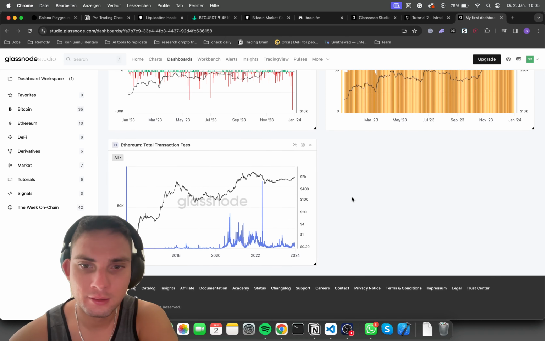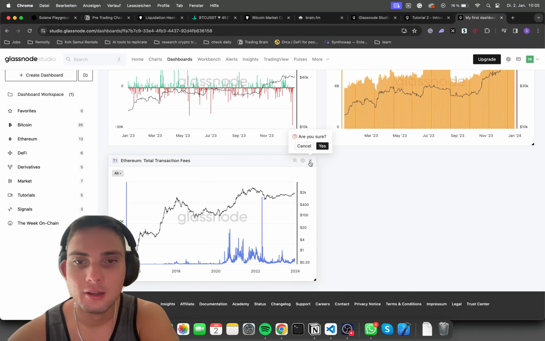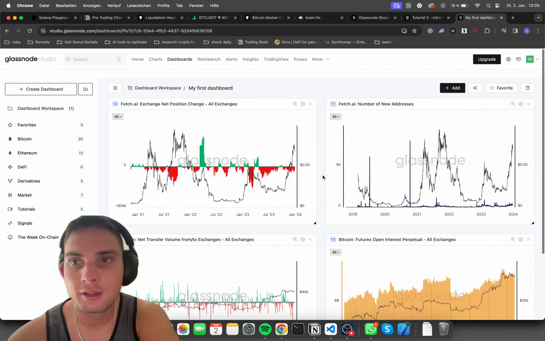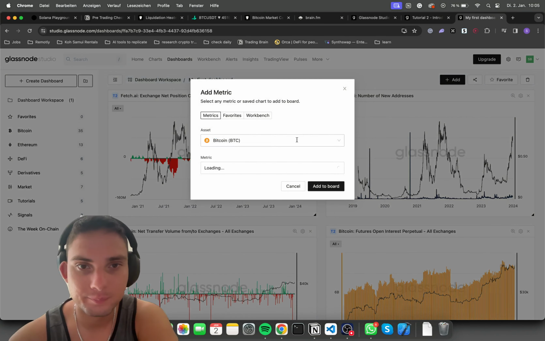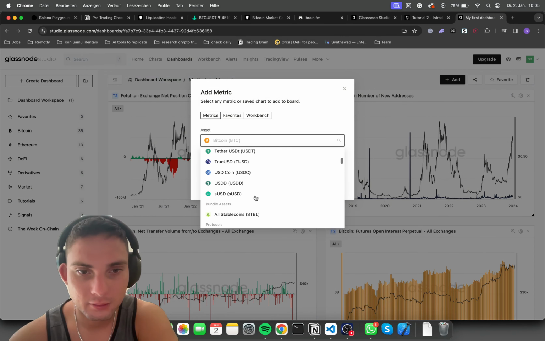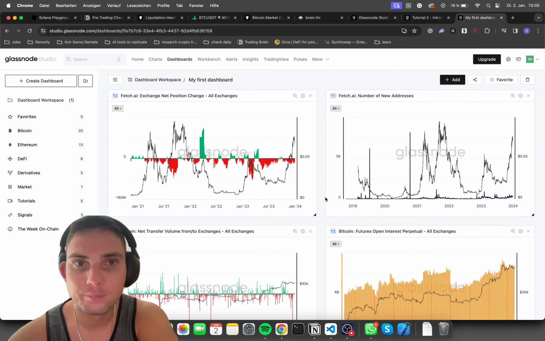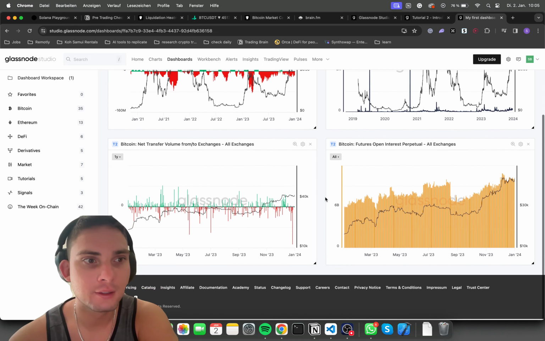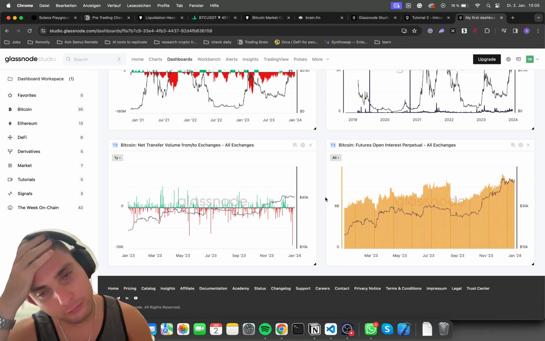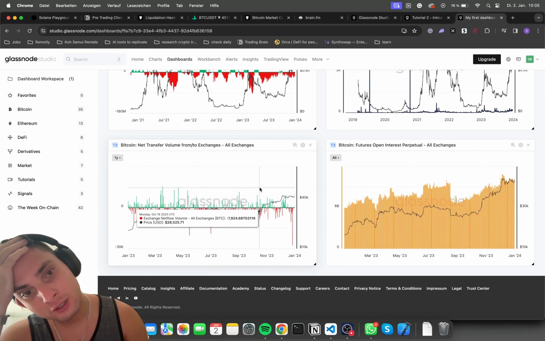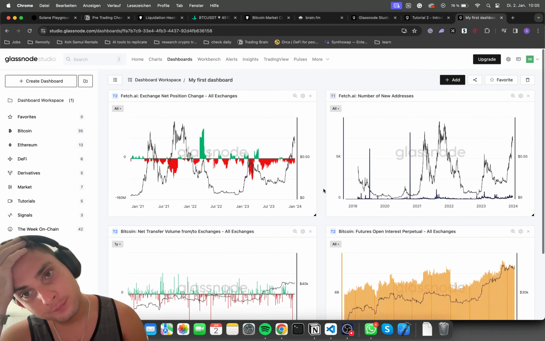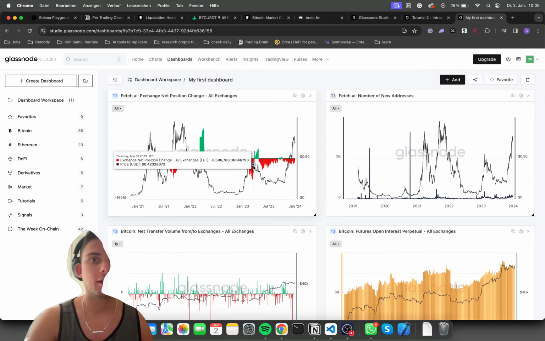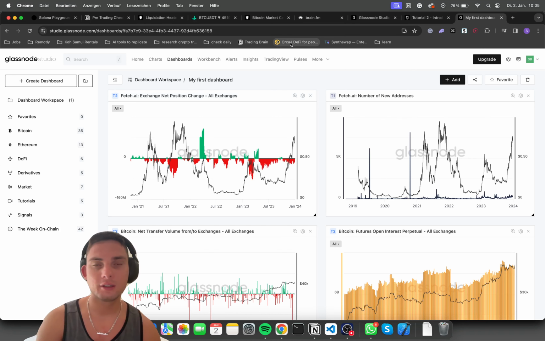But this is logarithmic again. I don't like logarithmic scales. Okay, but I'm quite fine with this data now. We have the outflow and exchange of exchanges and inflow. Open interest is good. Number of addresses, and I usually.